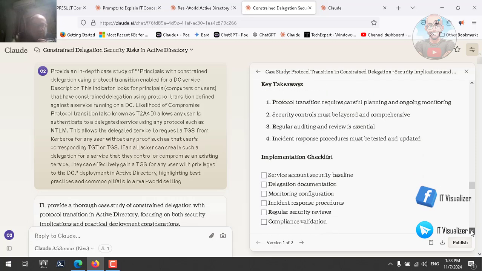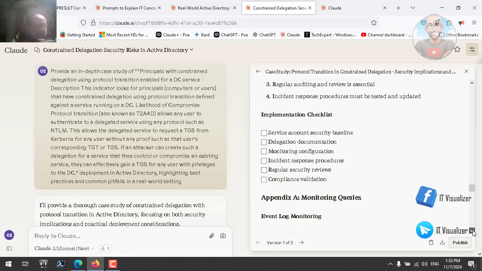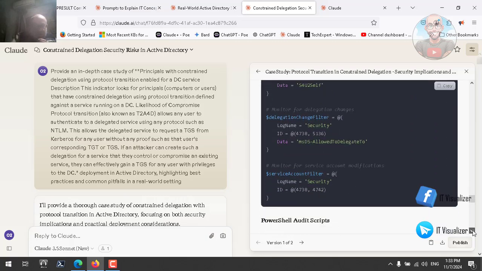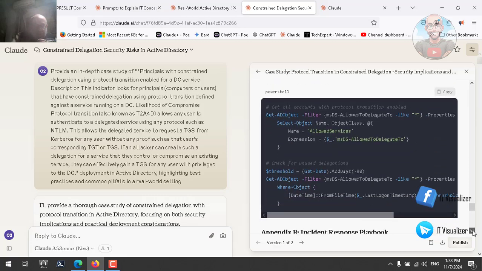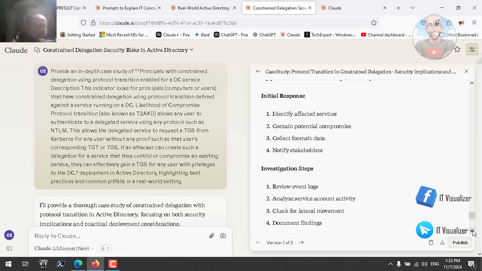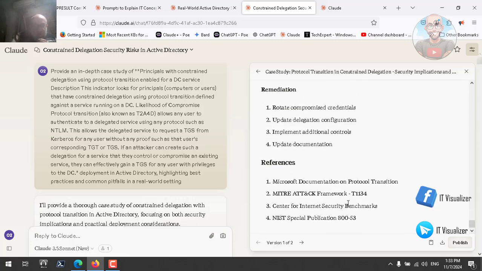Okay, implement checklist. These are the checklists: service account, security baseline, delegation, documentation, monitoring configuration, incident response procedures, regular security reviews, compliance validation. Okay, he is giving you the commands. A very, very good documentation, by the way, scripts and everything, but I think I am not understanding it quite well. Okay, giving you the references, but again, you can ask Claude.